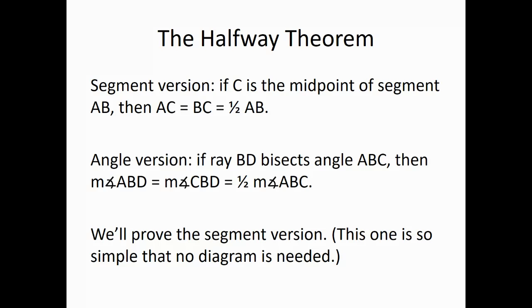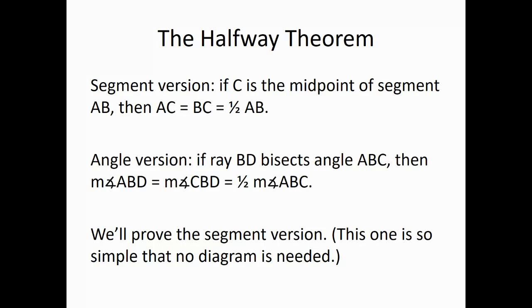The first of these that we'll actually take the time to consider in detail is the halfway theorem. Here's the segment version. It says that if C is the midpoint of segment AB, then AC is equal to BC is equal to half AB. AC and BC are, of course, the subsegments created when that midpoint is dropped in. And what we say about them is that each is half the length of the whole segment. For angles, this says that if we take an angle and add in the angle bisector, each of the two subangles created is half the measure of the whole angle. We'll prove the segment version.